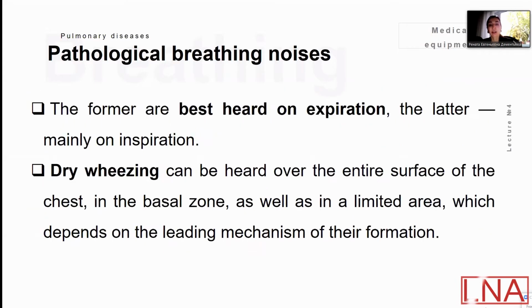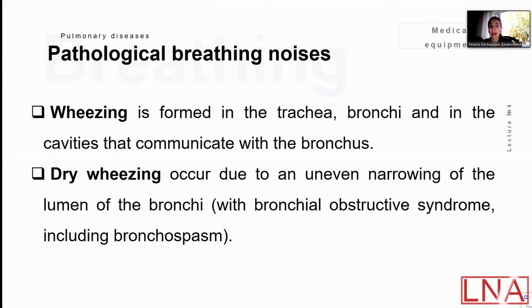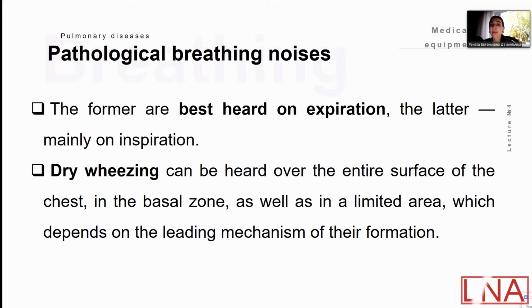So, about dry wheezing: the main mechanism of its formation is spasm and narrowing of the bronchus and increased thickness of the bronchial wall. This type of noise can be heard over the whole surface of the lungs, but it is more significant in the basal zones, as well as in a limited area.